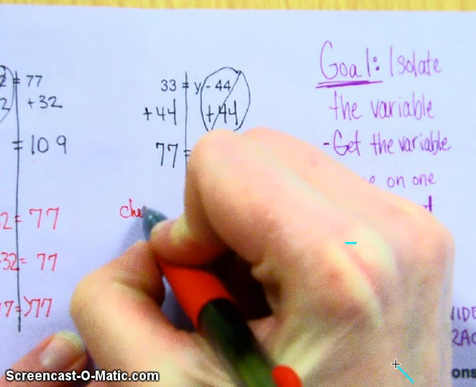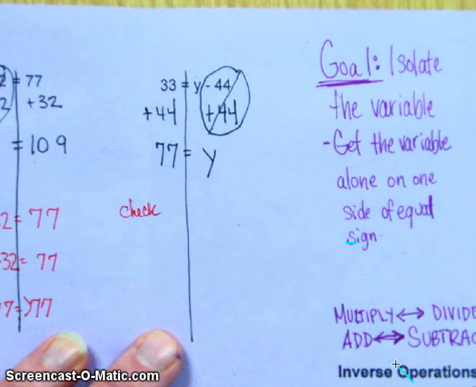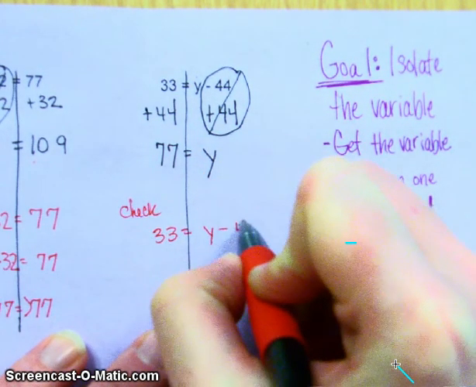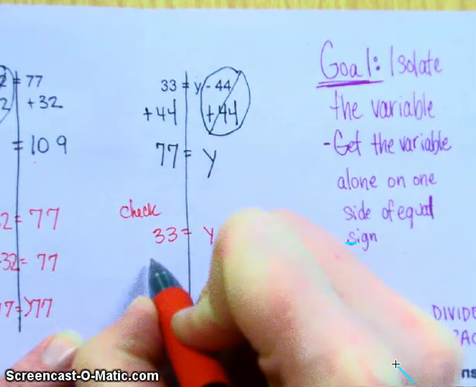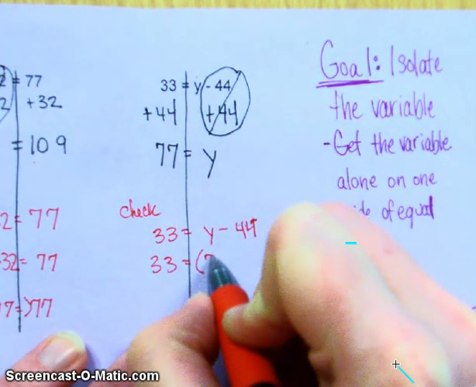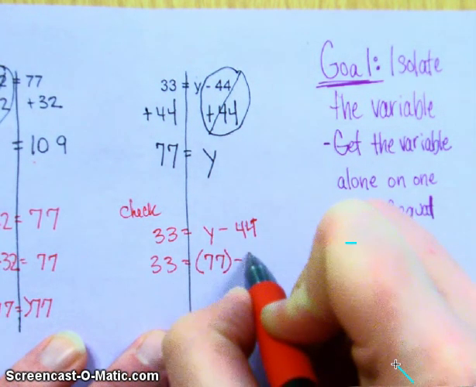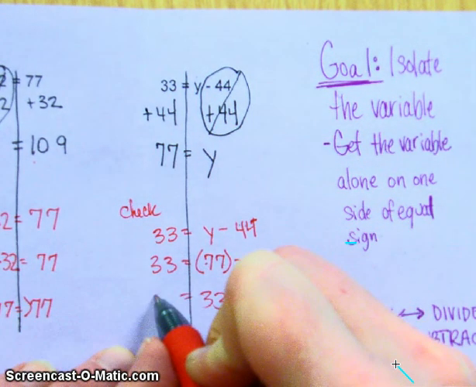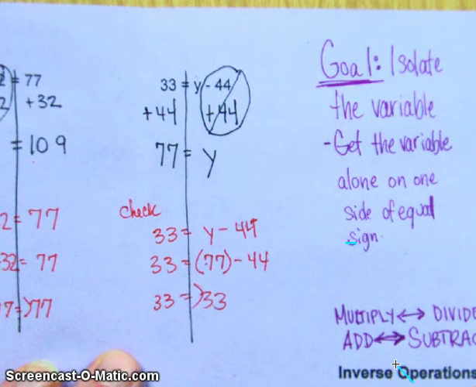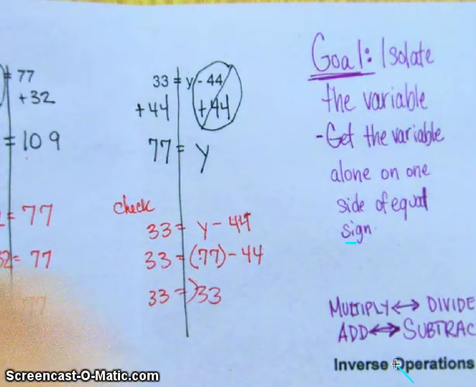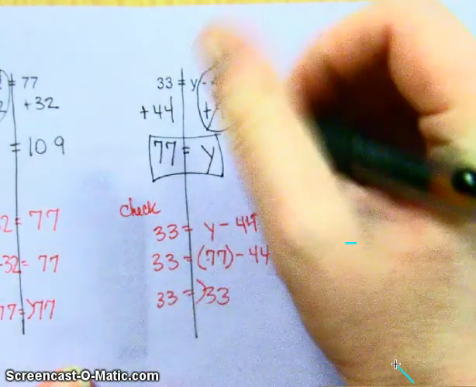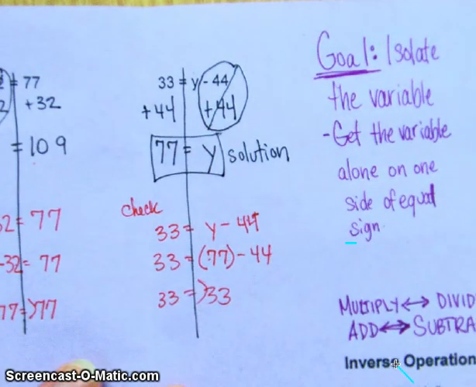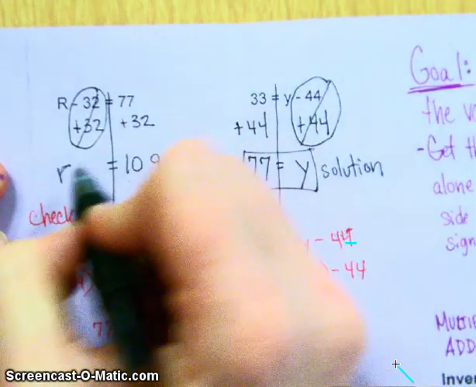Let's check it. 33 should be equal to y minus 44. Substitute it in with parentheses. 7 minus 4 is 3. 7 minus 4 is 3. 33 is equal to 33. I am balanced. So my solution, this is your solution. And 109 was our solution here.